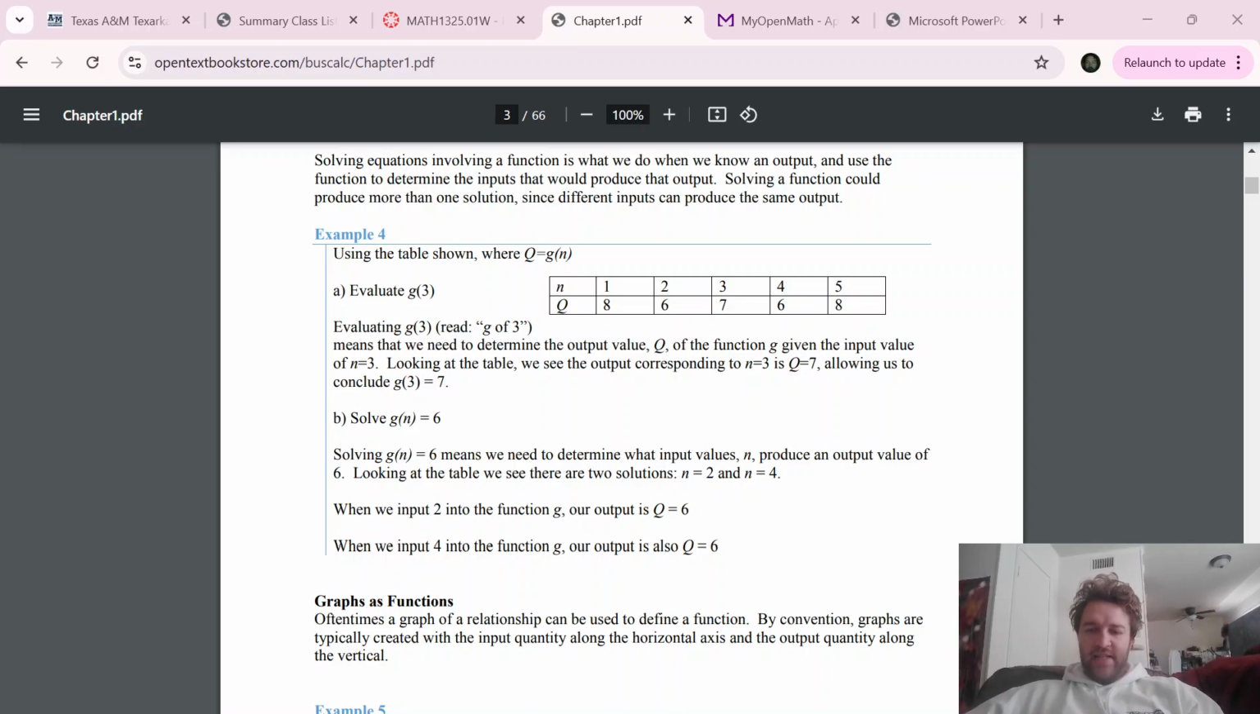So I made a mistake and I accidentally hit stop recording as opposed to pause. So we're going to pick up where the previous lecture left off. We're still in section 1.1.